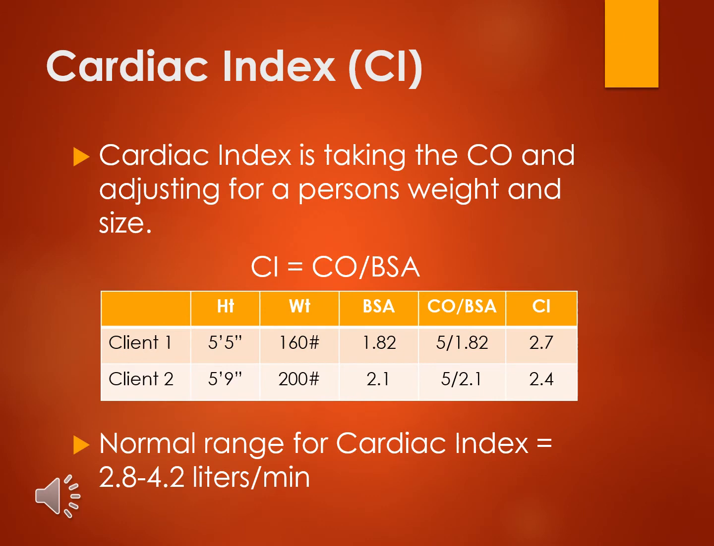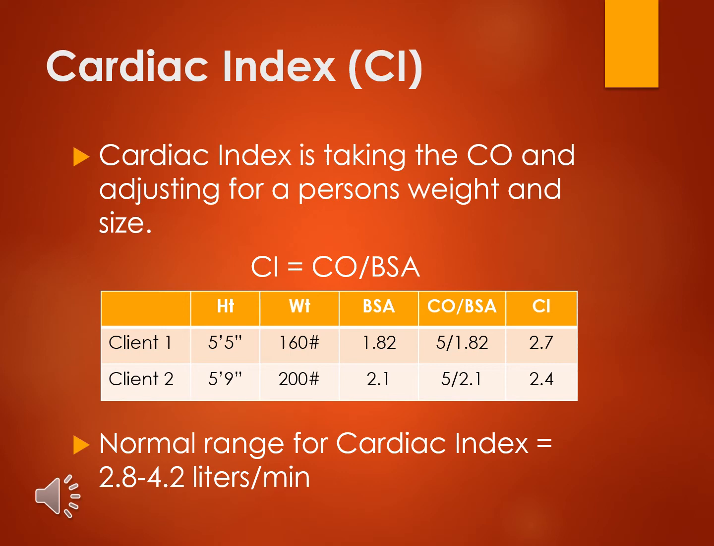Our cardiac index is taking the cardiac output and adjusting for a person's weight and size. Cardiac index will equal the cardiac output divided by the body surface area. A normal range is going to be 2.7 to 3.2 liters per minute.